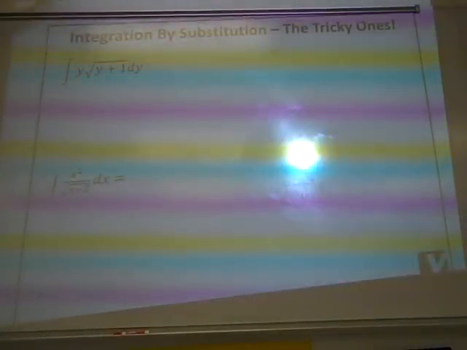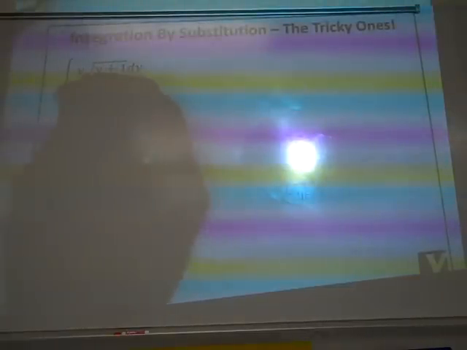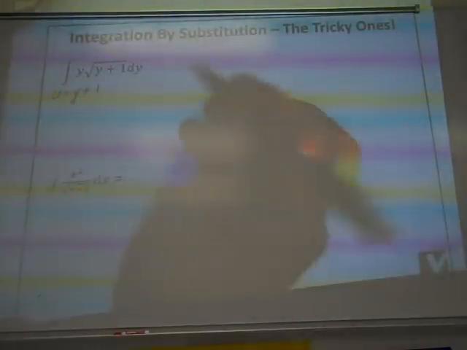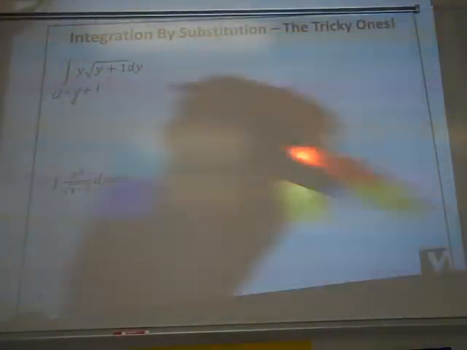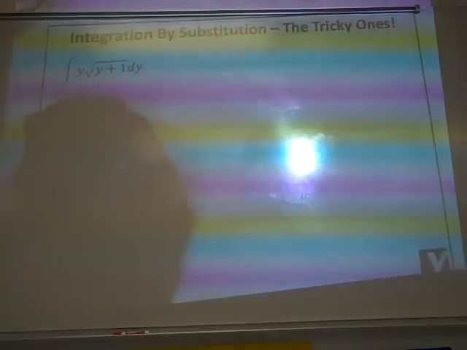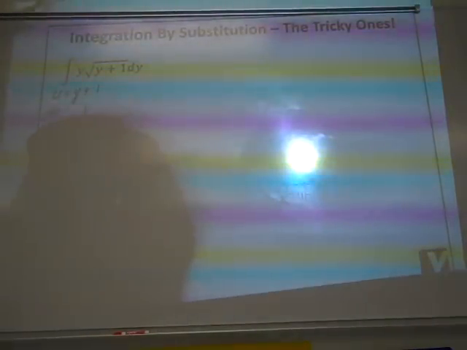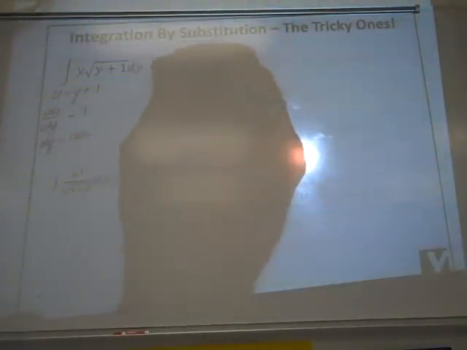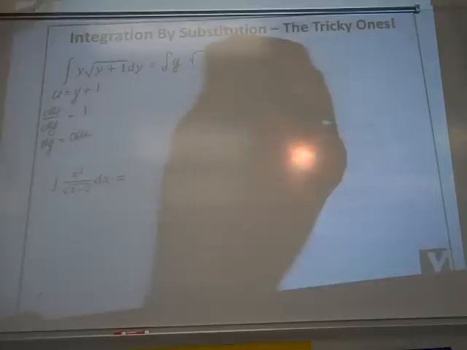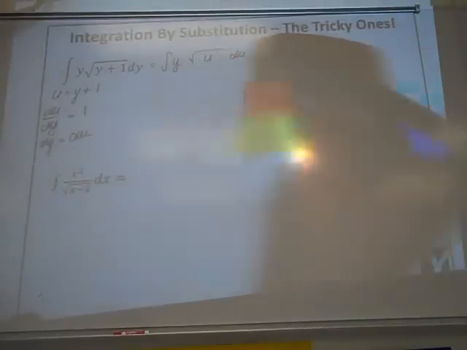So, if we go with the usual substitution, if we say that u is equal to y plus 1, because that's under a radical, and that's a place where the baby likes to hide, I would then say du dy is equal to 1, and I would rewrite that and say that dy is equal to du. When I go up here, I've got y. Instead of square root of y plus 1, I'm going to write the square root of u. Instead of dy, I've got du.